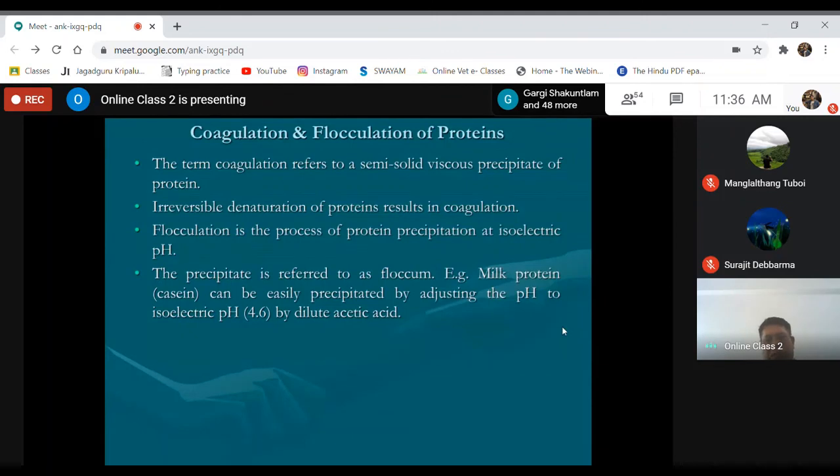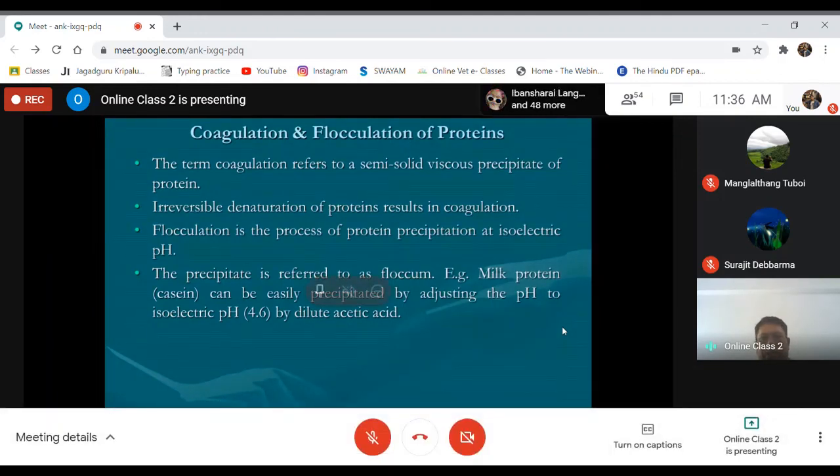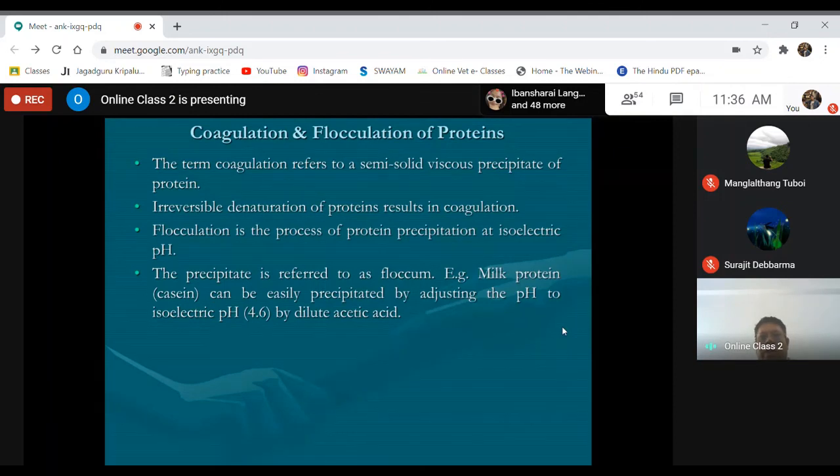Okay, so this is how we make paneer. Simply, we add, say, lemon, or we may add acetic acid, just to bring down the pH of the milk to 4.6. When the milk pH is 4.6, since 4.6 is the isoelectric pH of casein, it will be precipitated out. That is what we are removing as the paneer. Like that, by adjusting the protein to its isoelectric pH, we can precipitate out the proteins.